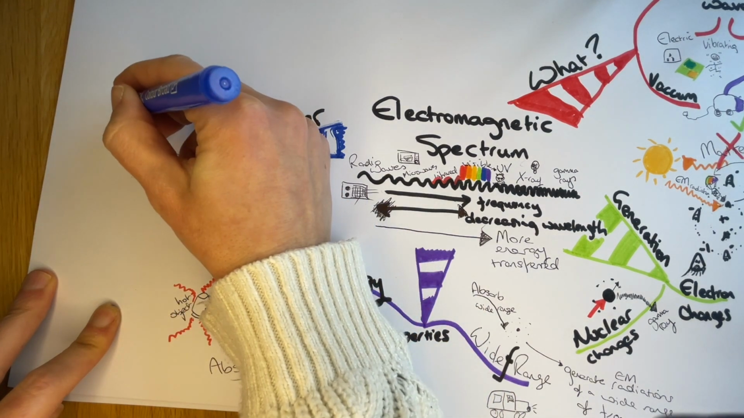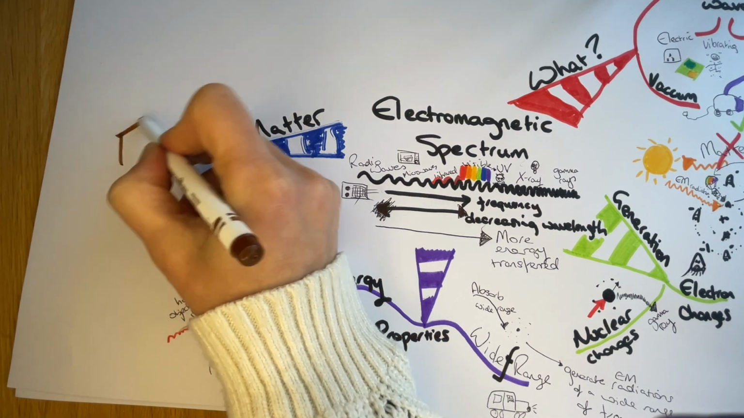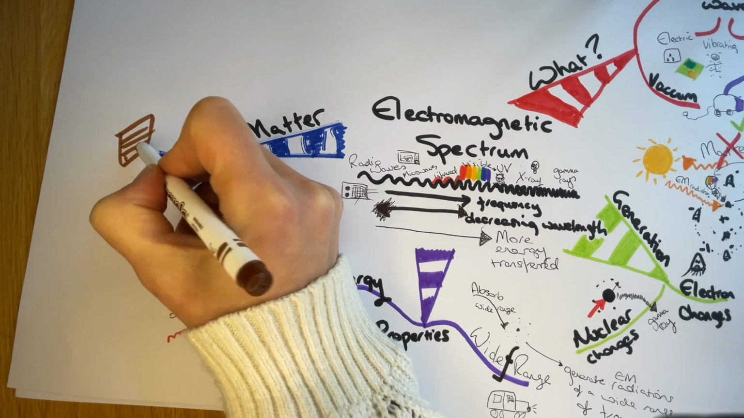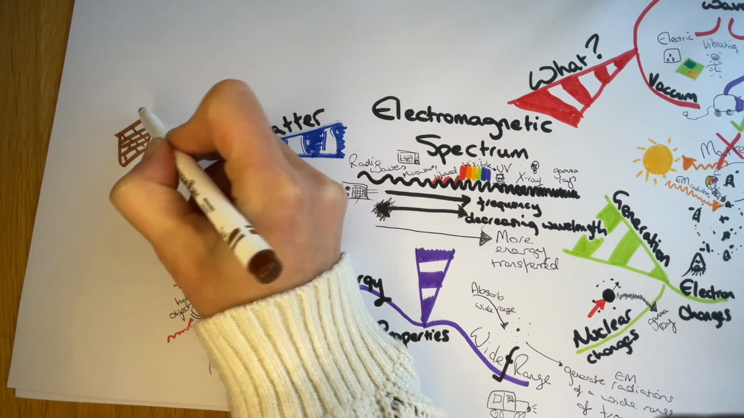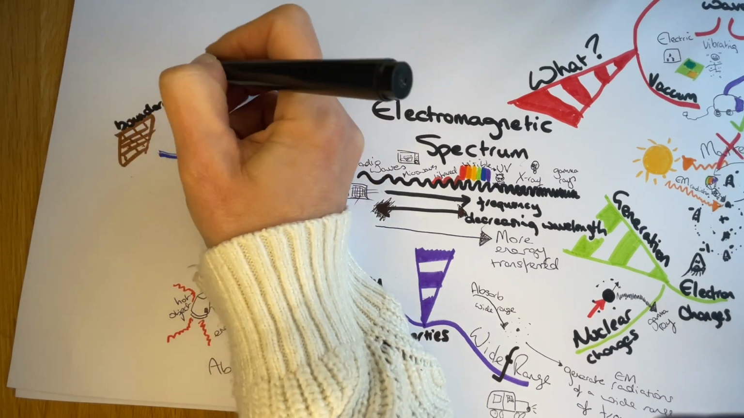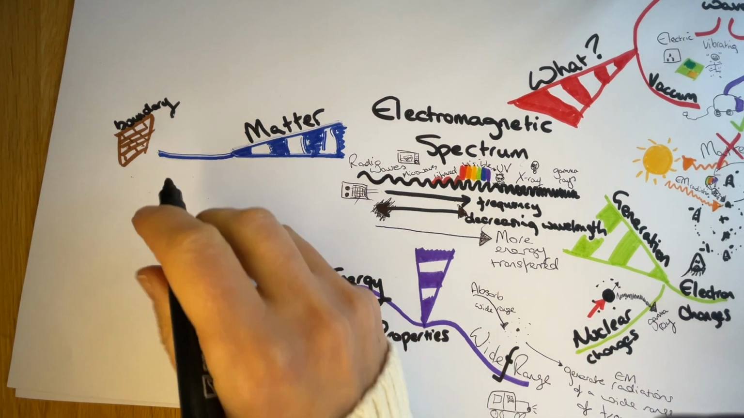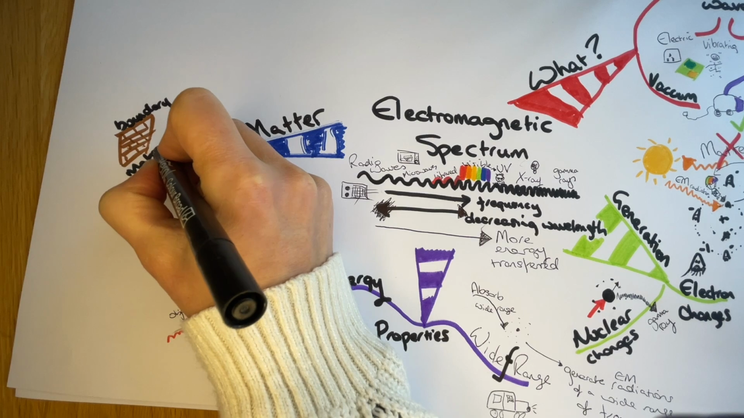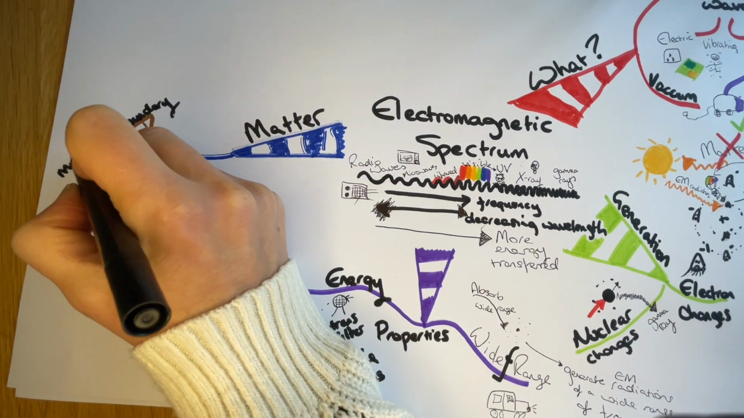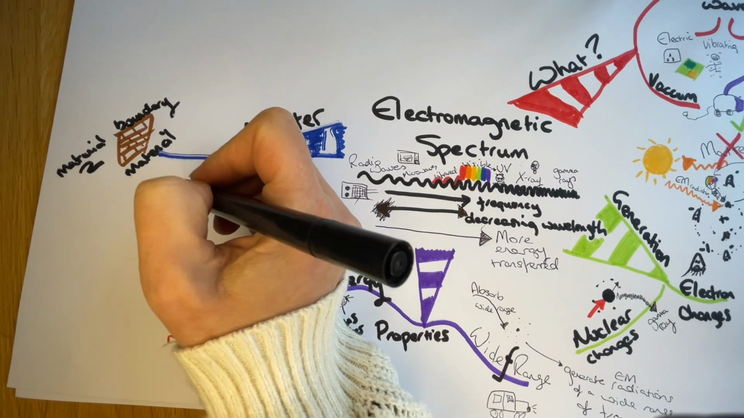So, when they meet a boundary, what's going to be our boundary? I think I'm going to do a brick wall. Okay, that's our brick wall. That is our boundary. Obviously the boundary is not necessarily a brick wall, but we're just picturing a boundary. So you've got one material this side and a different material this side. We're going to call that material 2. So there's a boundary, but specifically between two different materials.